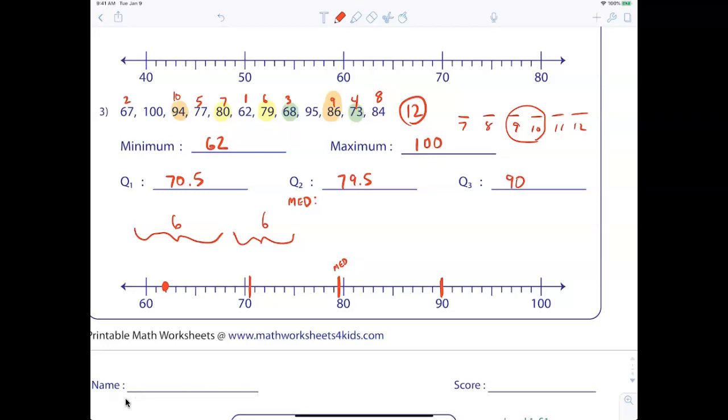All right. And then what was the largest number here? 100. So I put a dot at 100. Now I create my box.